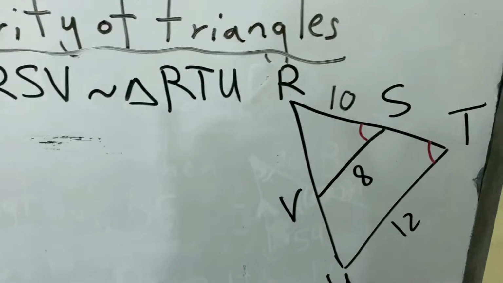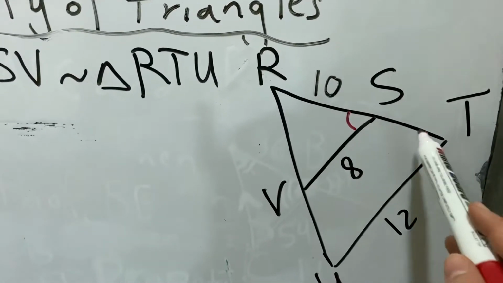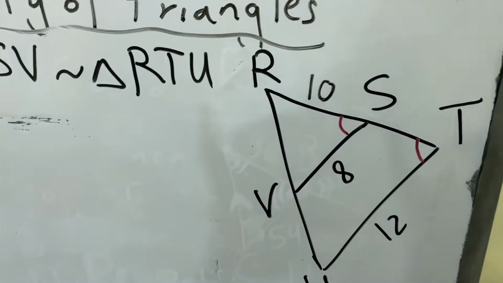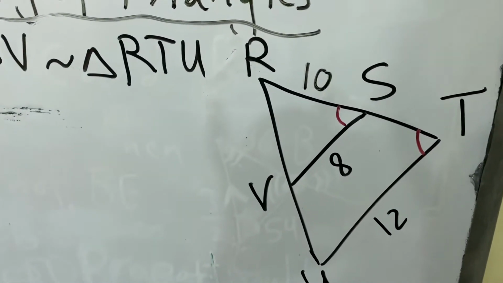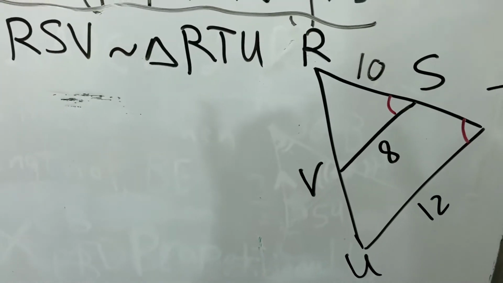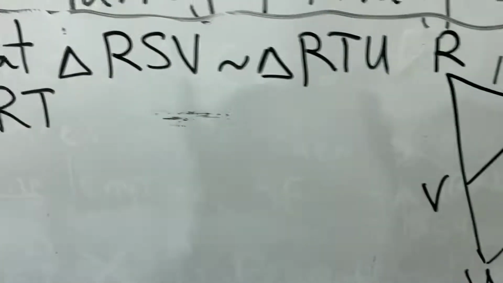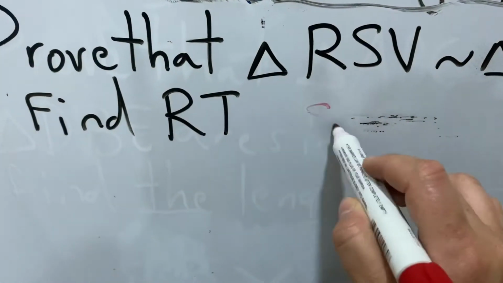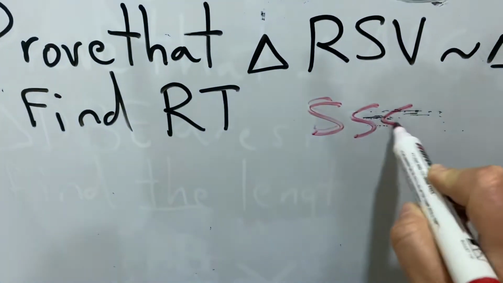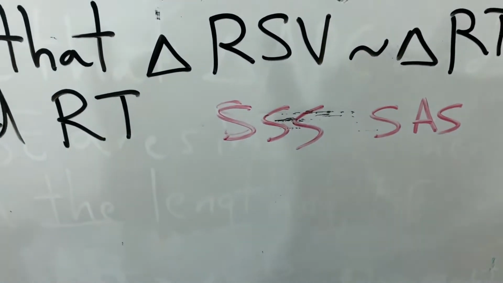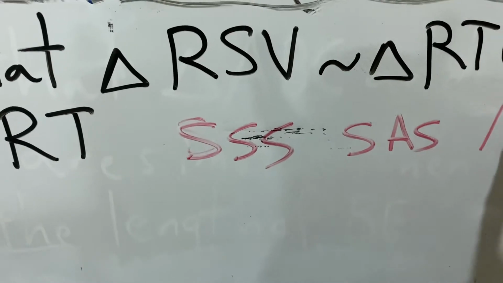Now I have here one angle given already for me, angle T and angle S, they are congruent to each other. So I have one angle which is already congruent. It's given for me. Now, the most important thing in similarity is to know which method to use. Either I will use side, side, side, or I will use side, angle, side, or I will use angle, angle.